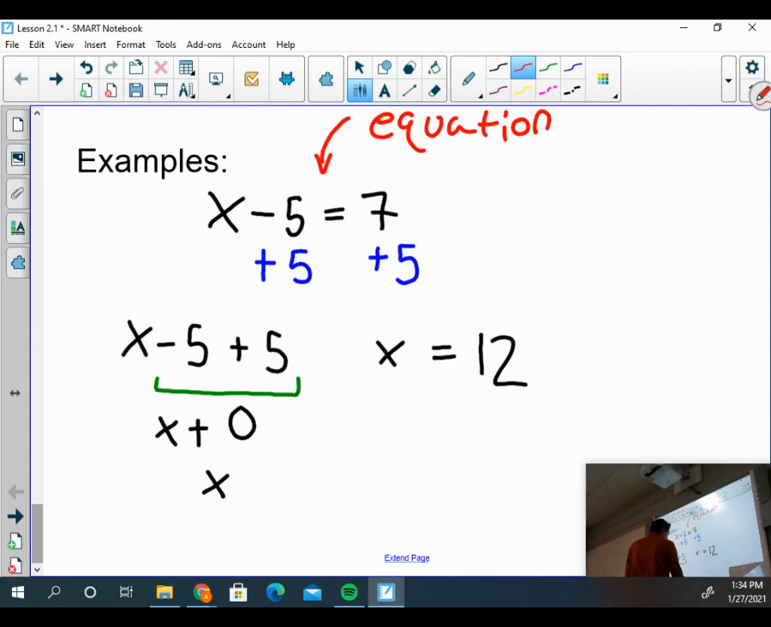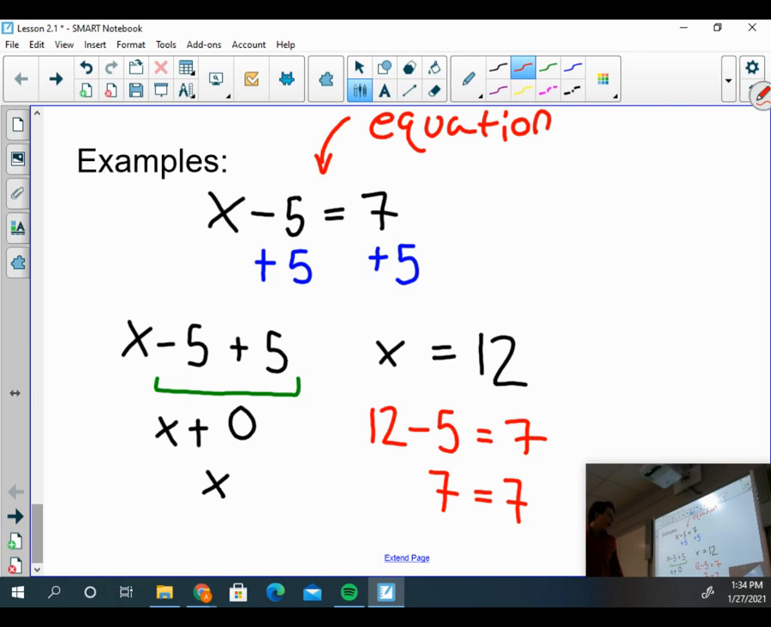So let's check it. What happens when I plug 12 in for x? Well, I have 12 minus 5 equals 7. I can simplify the left side to be 7. 12 minus 5 is 7. And look, I get 7 equals 7. Hey, when I plug in 12 for x, both sides are equal. The equation is true. Thus, x equals 12.